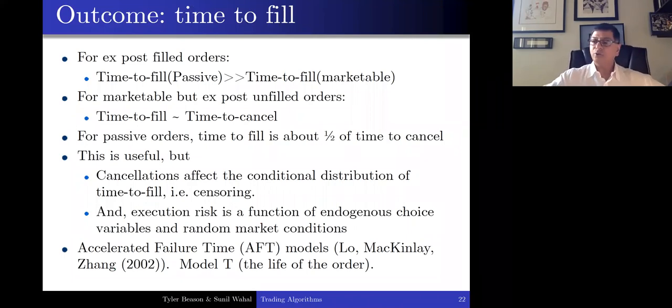I'm not going to show a lot of pictures here. There's a detailed table in the paper that walks through this, but generally speaking, for orders that are ex post filled, the time to fill is obviously much bigger. Time to fill for passive orders is much bigger than time to fill for marketable orders. So there's a time trade-off in here.